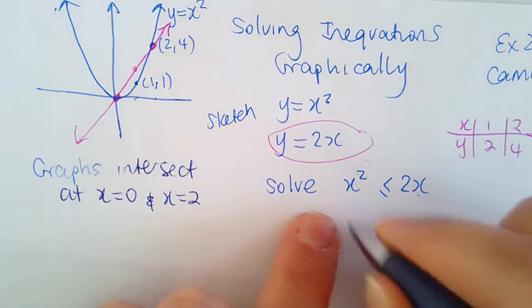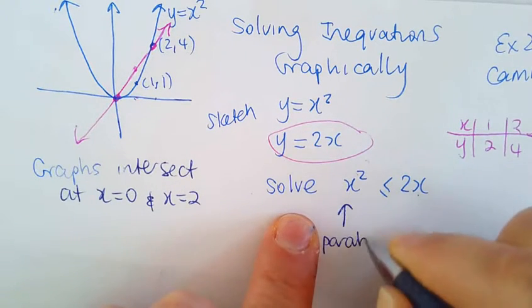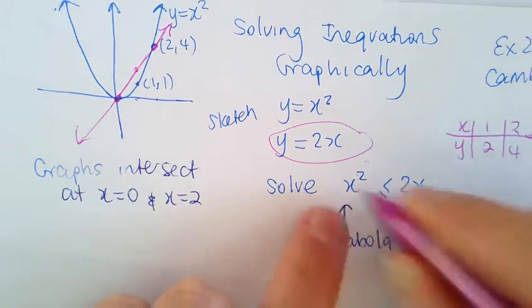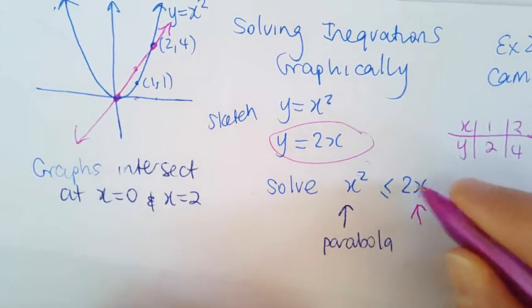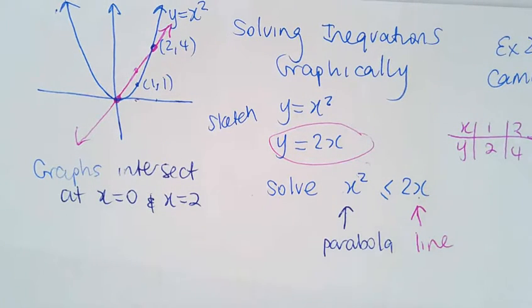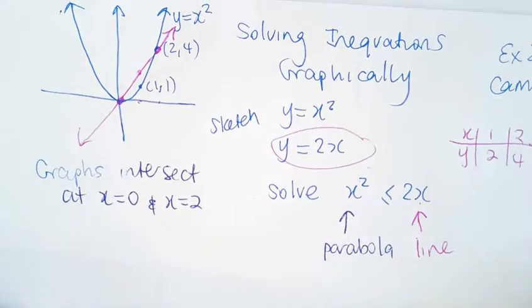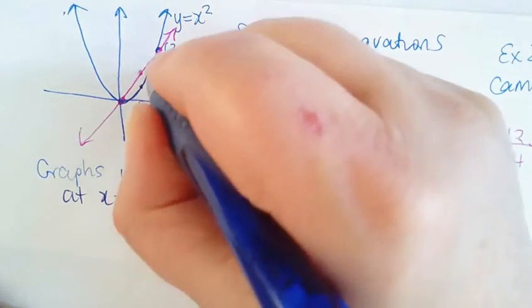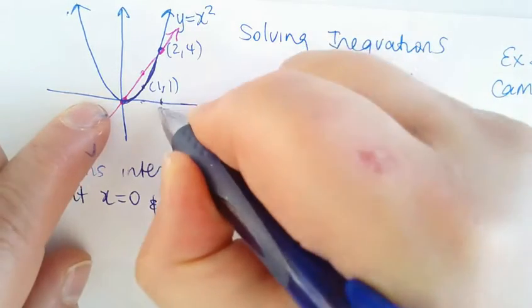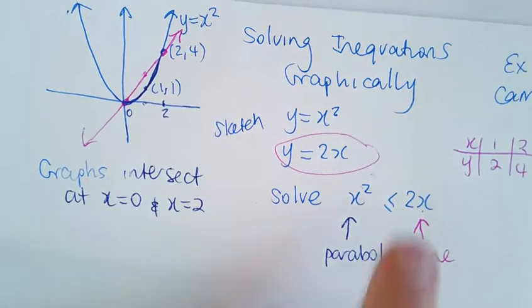Do you recognize this as the parabola? And do you recognize this as the straight line? See, this comes from y equals x squared. This comes from y equals 2x. Where is the parabola? Below the line. Well, I think the parabola is below the line in that section. Do you see it? Read off. So between which x values are they? Between x is 0 and 2. And I put equal signs.